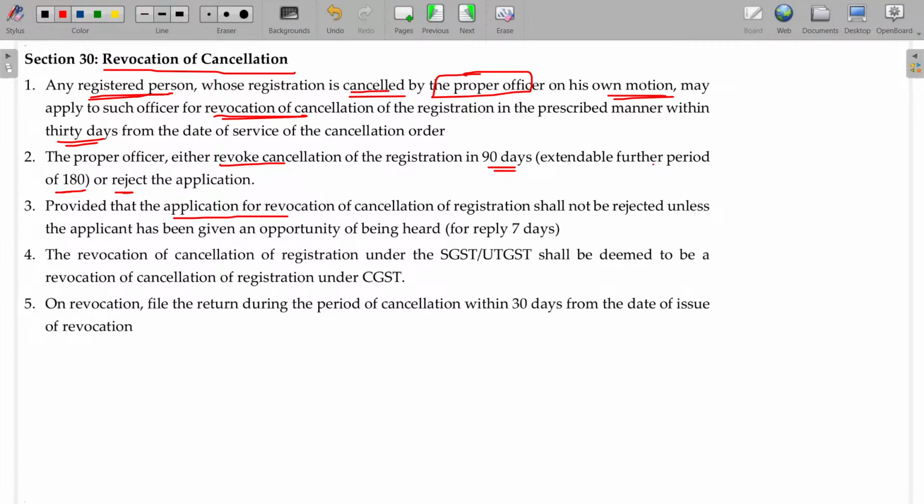Provided that the application for revocation of cancellation of registration shall not be rejected unless the applicant has been given an opportunity to be heard. Always, the proper officer cannot cancel as he wishes. He has to give the chance to hear the applicant's side also. That's called show cause notice. Clear?